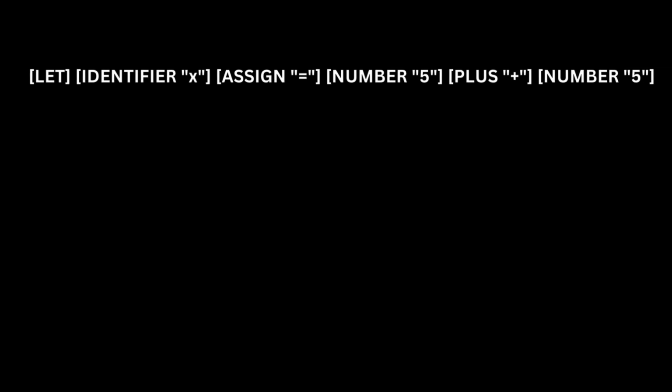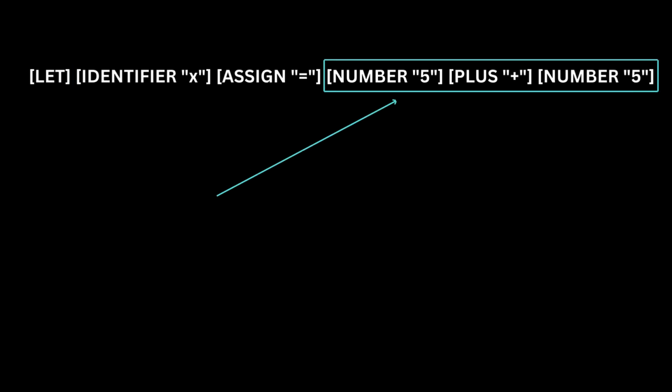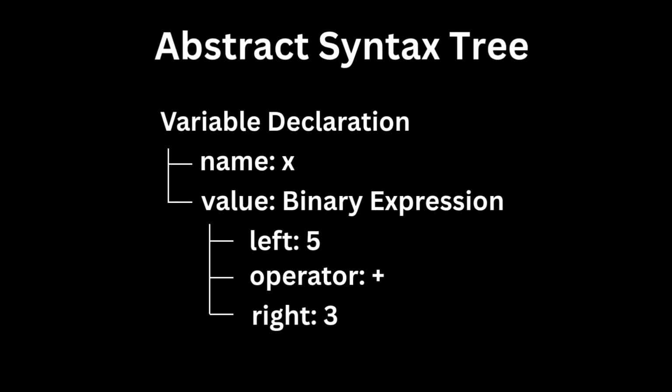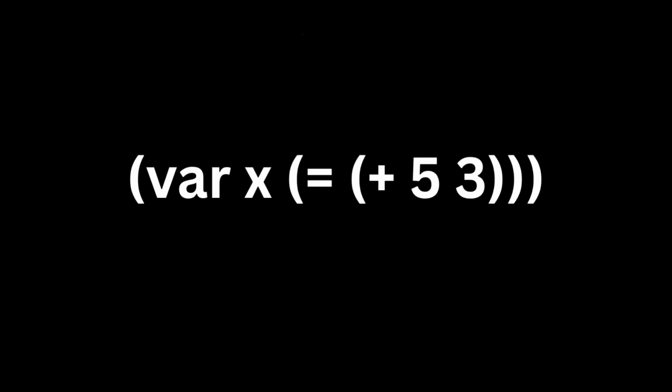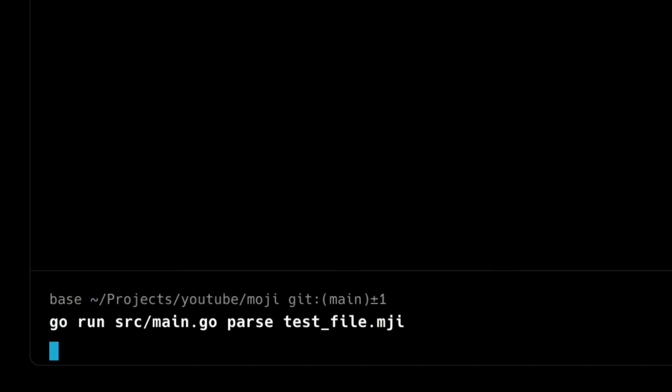For example, let represents a variable declaration, x is a variable name, $sign represents an assignment, and 5+3 is an expression that needs to be evaluated. The parser organizes the code into a structure called an abstract syntax tree. This tree reflects the logical structure of the code. In our case, the parser converts the code into a Lisp-like format that's easier to evaluate. Here is what parsed output looks like.